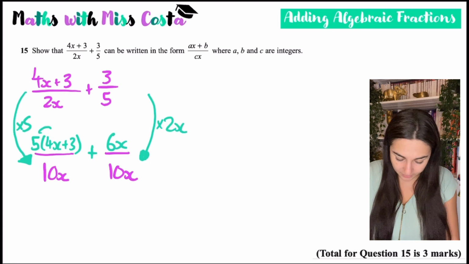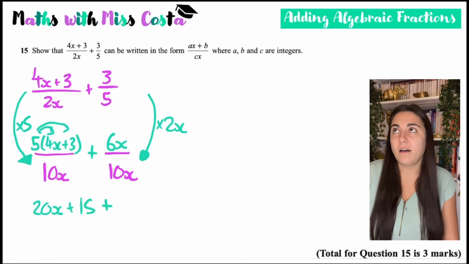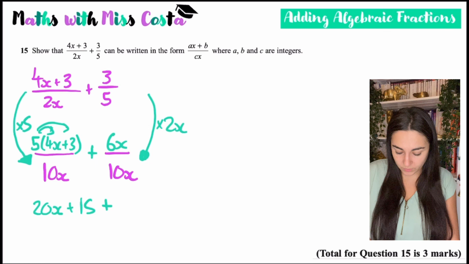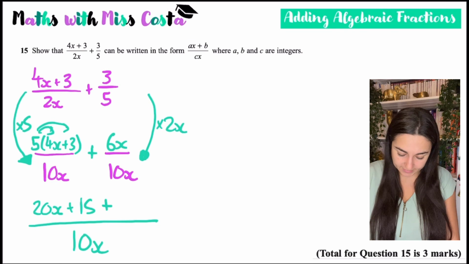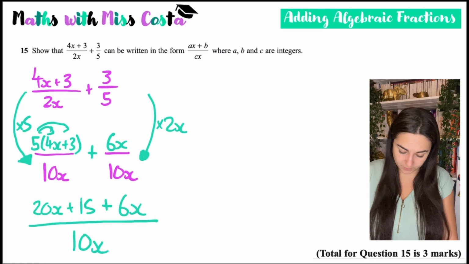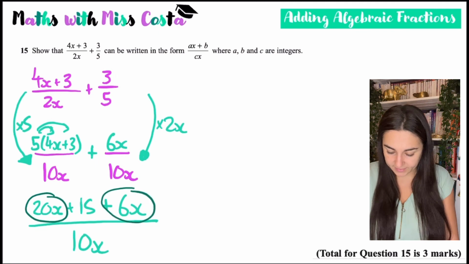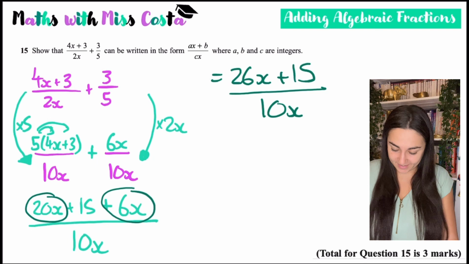So let's just expand the bracket here. So that would be 20x plus 15. And the reason I want to have the same denominator is because when fractions have the same denominator, you can write them as one fraction over the same denominator and just add their numerators. So 20x plus 15 plus 6x is what my fraction would be. And then just bring together the like terms. So you've got 20x plus 6x. So that would be 26x plus 15 over 10x. And that's how you've got it.